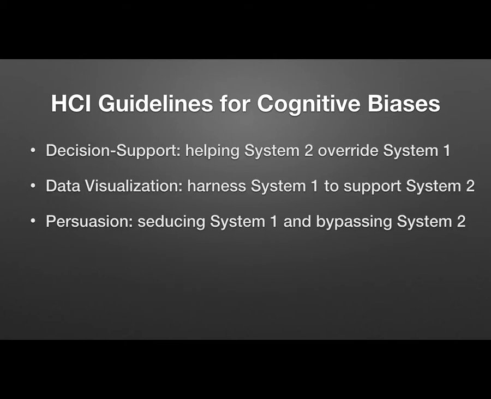So we can think of it as if we're doing decision support, we're helping system 2 override the responsive system 1 process. With data visualization, and when we talk about Don Norman stuff, we'll hit on this a little bit, we're going to try to use system 1 to support system 2. So when we look at something visual, that system 1 process interprets that. And that's why if you have a biased visualization, it can really throw off decision making, because that's system 1 interpreting it.